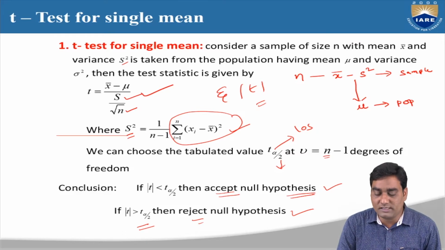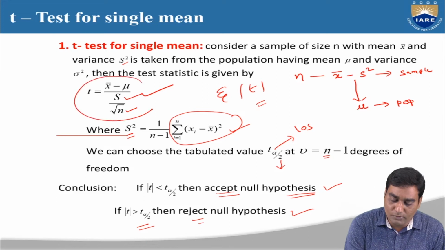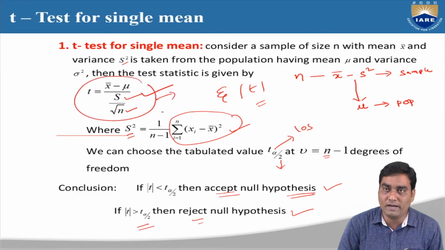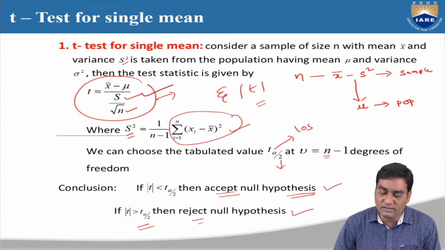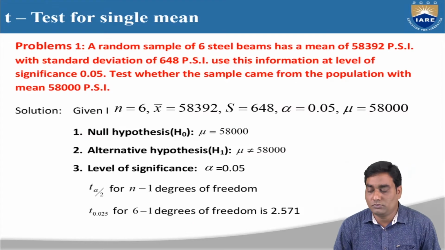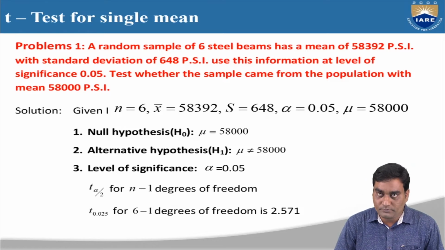If the problem consists of only one sample with small size, then we are going to apply this t-test for single mean. We should remember only this formula, t equal to x bar minus mu by s by root n. So this is the description of t-test for single mean. Now we are going to discuss the problems on t-test for single mean.